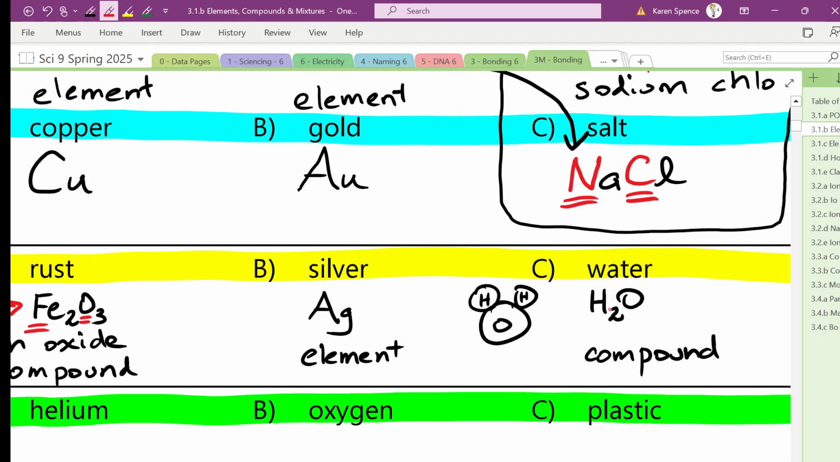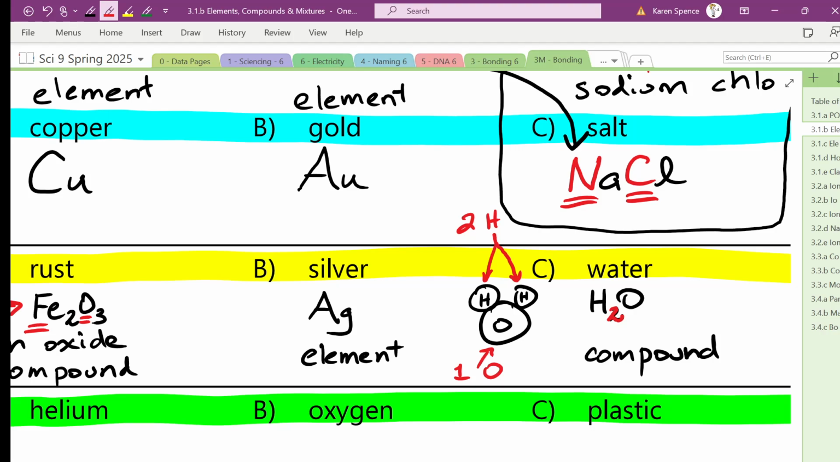Any guesses why we have a 2 in H2O? Because there are two hydrogen, one oxygen. That's why the 2 is beside the hydrogen. And there is 1 oxygen. And when we only have 1, we don't put a number down at the bottom.